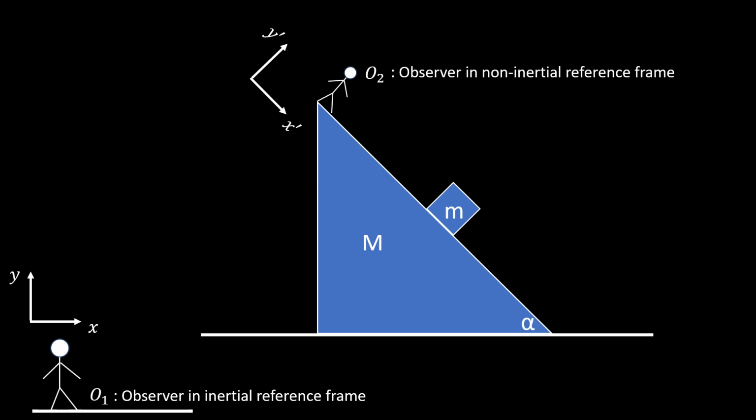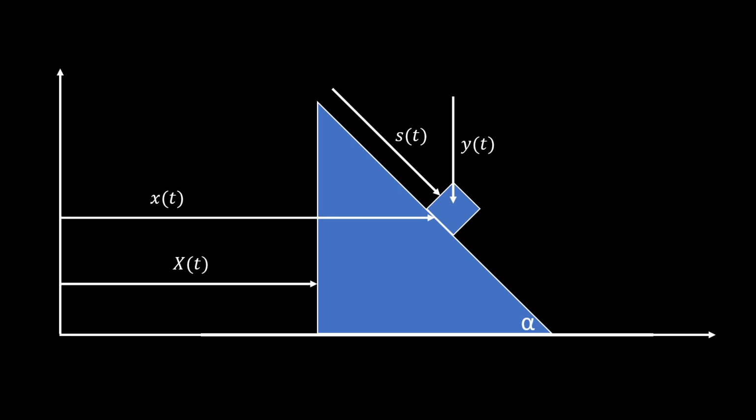From the perspective of observer O sub 2, the block appears to accelerate down the inclined plane of the wedge. Still, this motion is influenced not only by gravity, but also by the geometrical constraints of the system. Throughout our solution, we shall adopt the perspective of observer O sub 1, working strictly within the inertial frame and relying on Newtonian forces alone. In this diagram, we introduce the coordinates necessary to describe the motion of both bodies in the inertial frame.